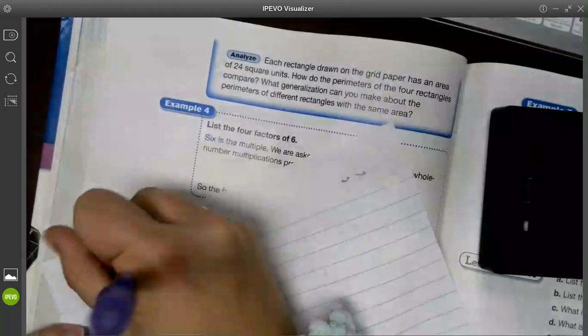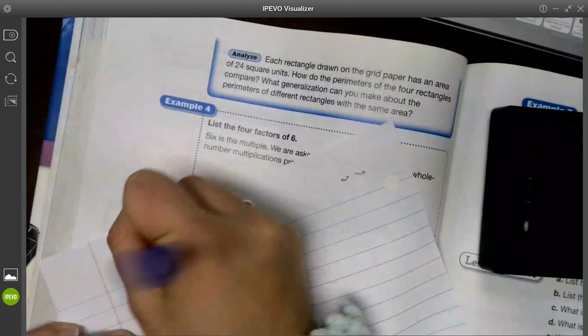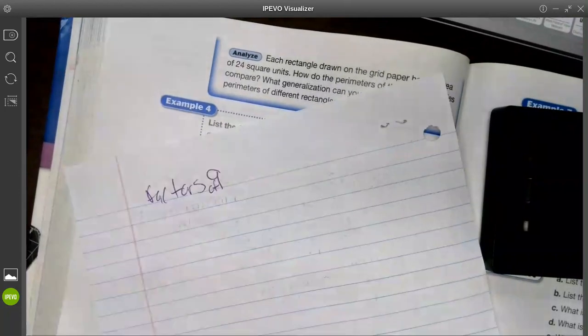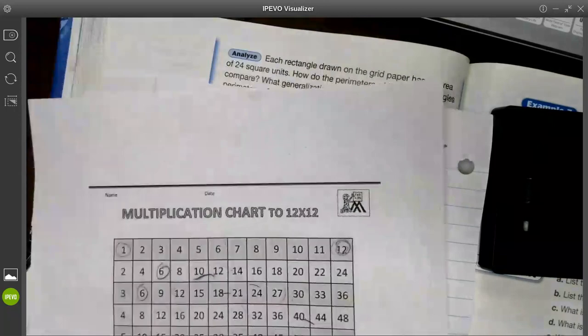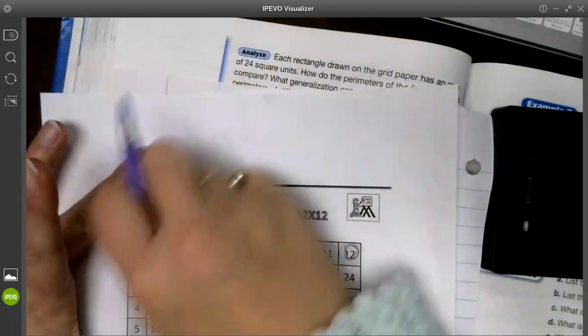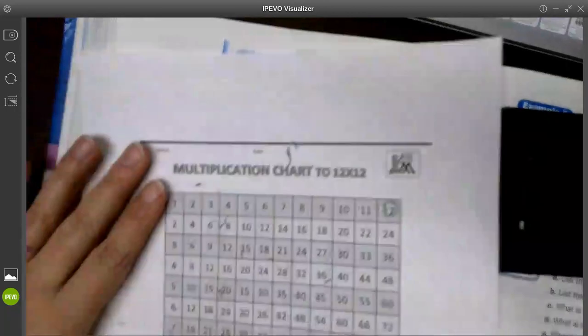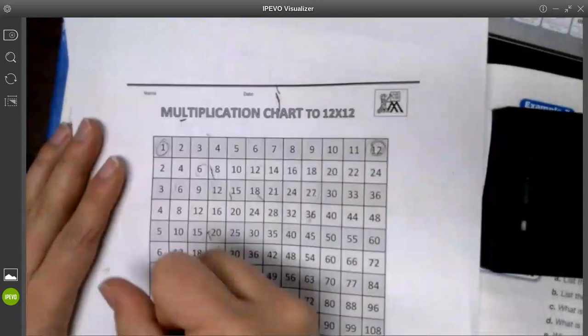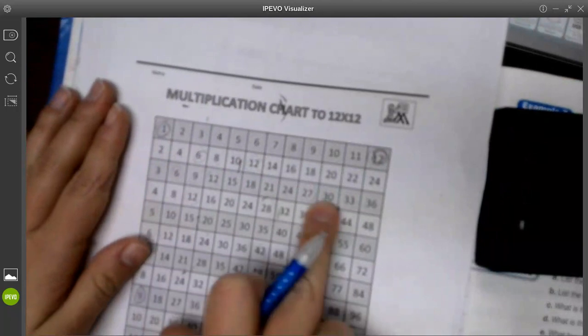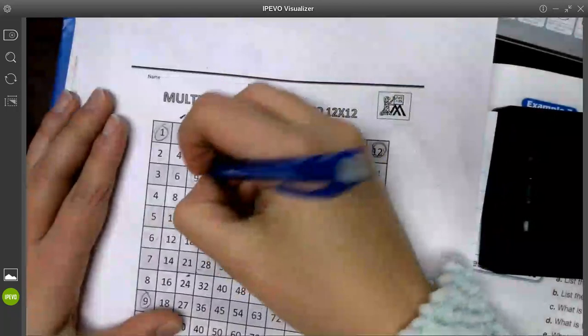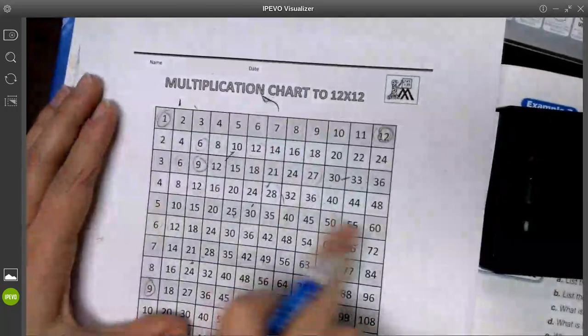Now we're going to find the factors of 9. So the factors are the numbers you multiply to get a product. We know that part should be a review. So I can use my chart to help me. As always, I know it's going to be 1 and 9. And then I'm going to just start looking for 9 in my multiplication table. There's 9.